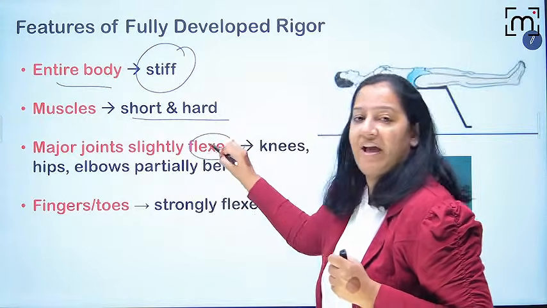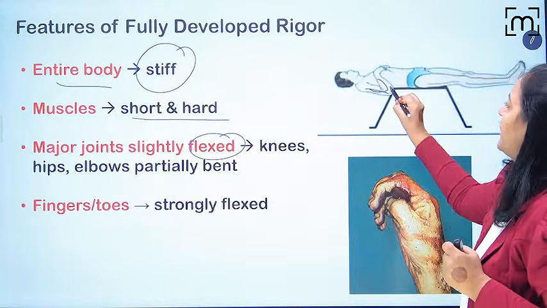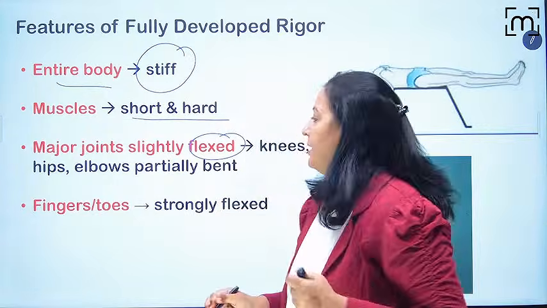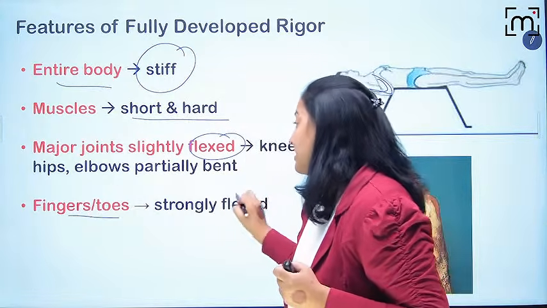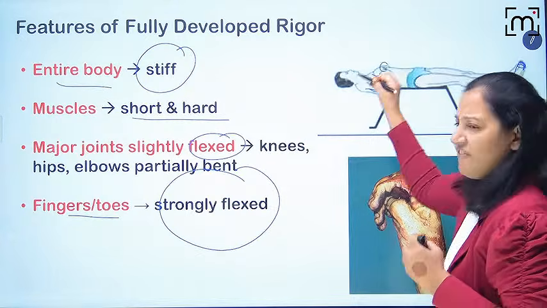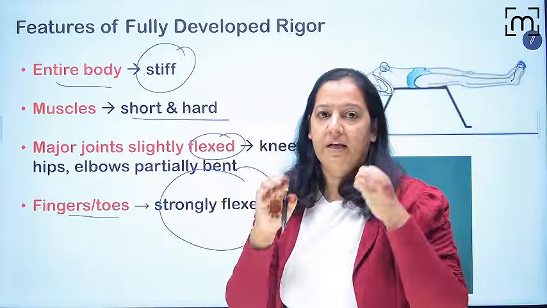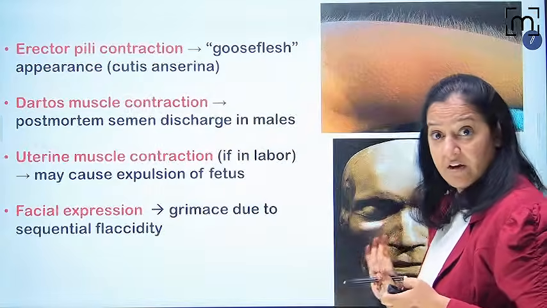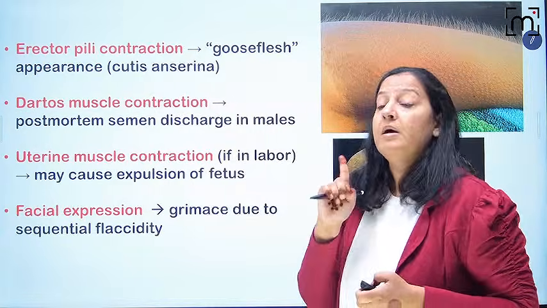Major joints are flexed. You can appreciate the major joints are flexed. All the major joints, the knees, the elbows, the shoulders, are flexed in a dead body. The fingers and toes are strongly flexed. It's not visible here, but fingers and toes are very strongly flexed in a dead body. So these are the features. You can appreciate the fingers are like this in a dead body when rigor mortis has developed.